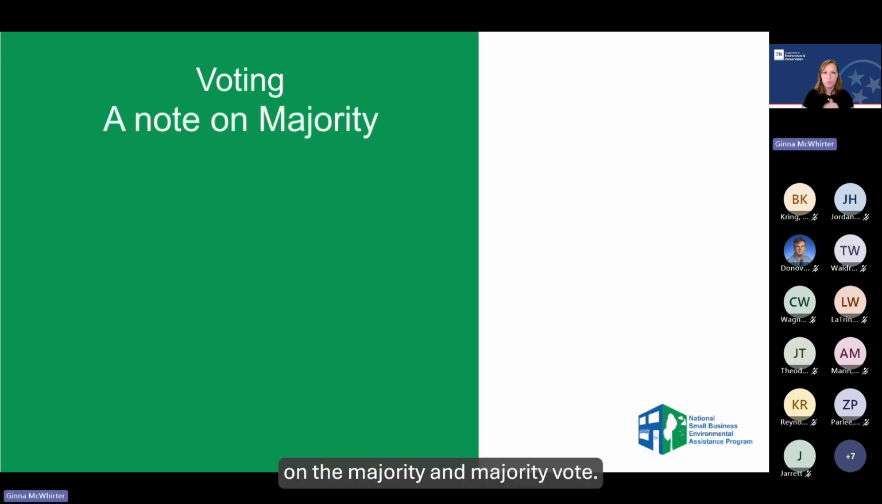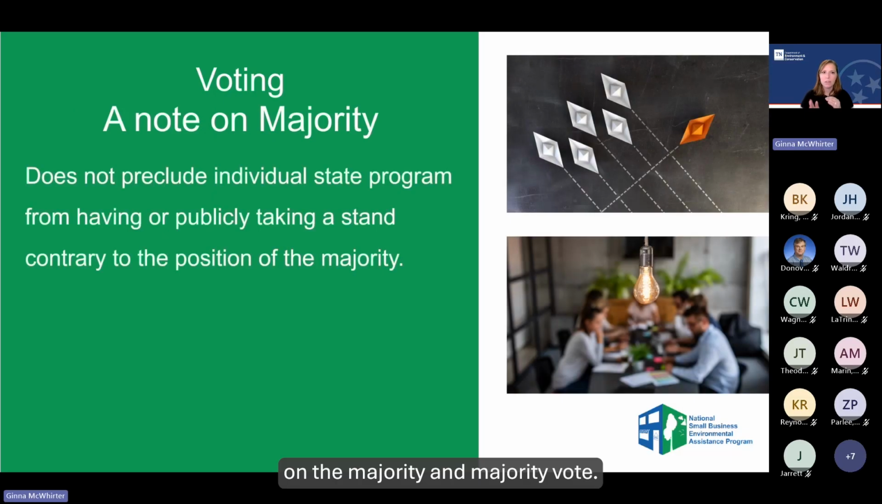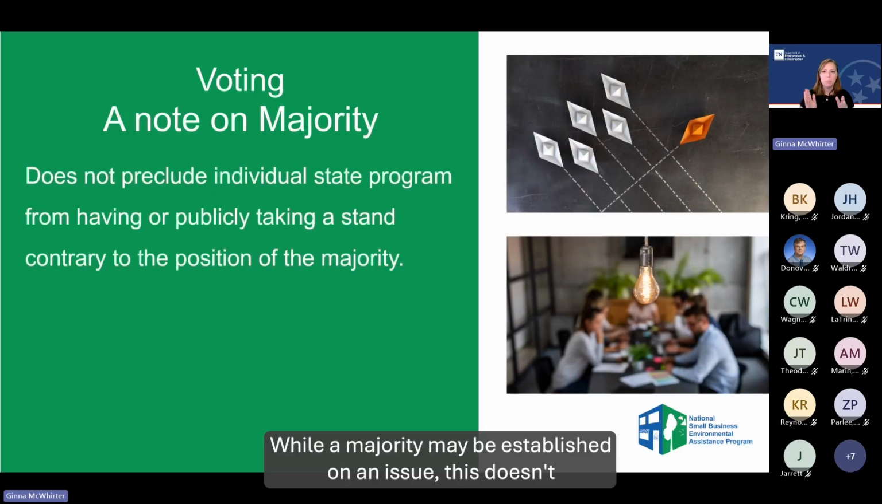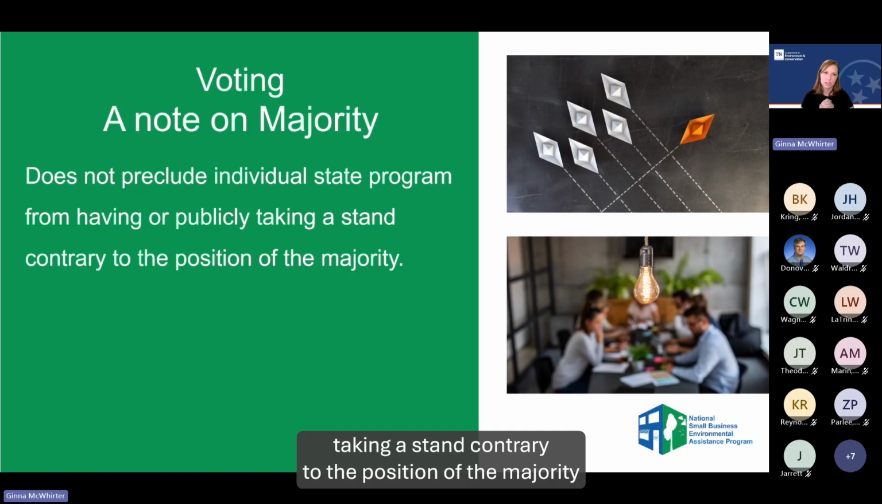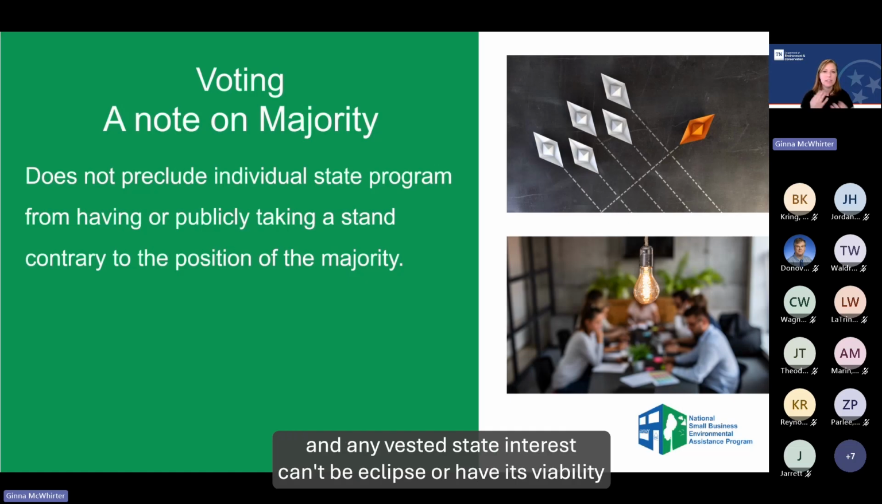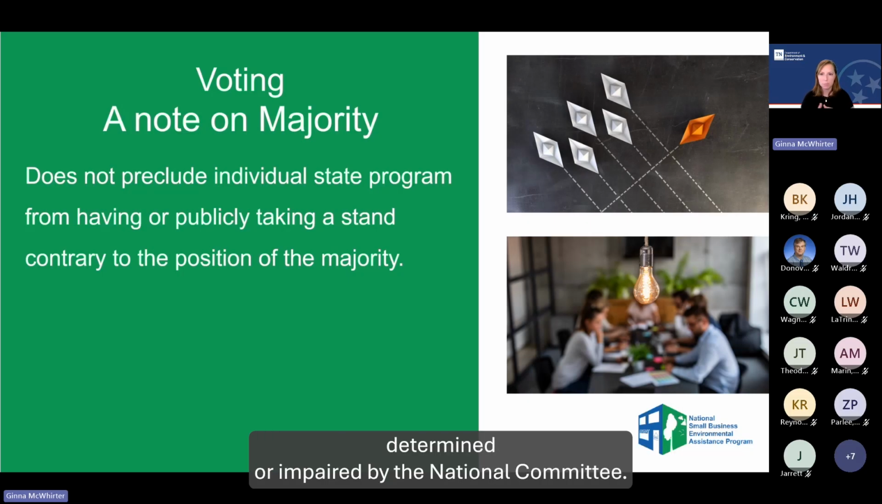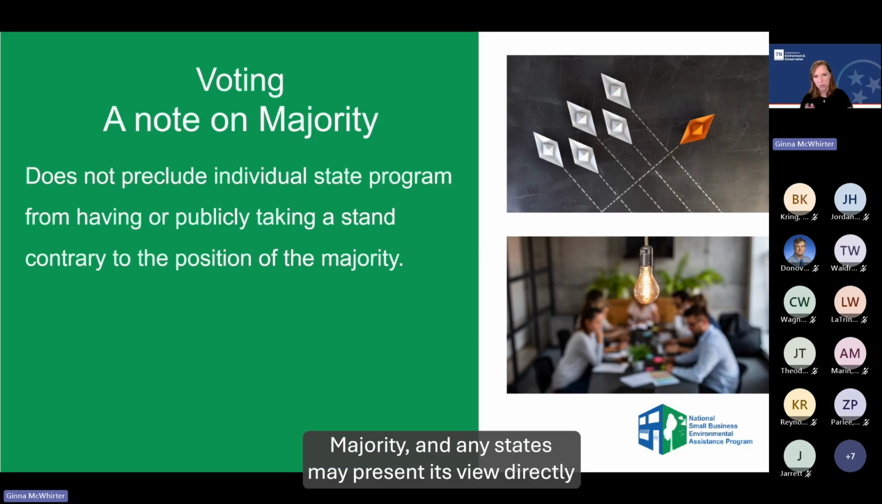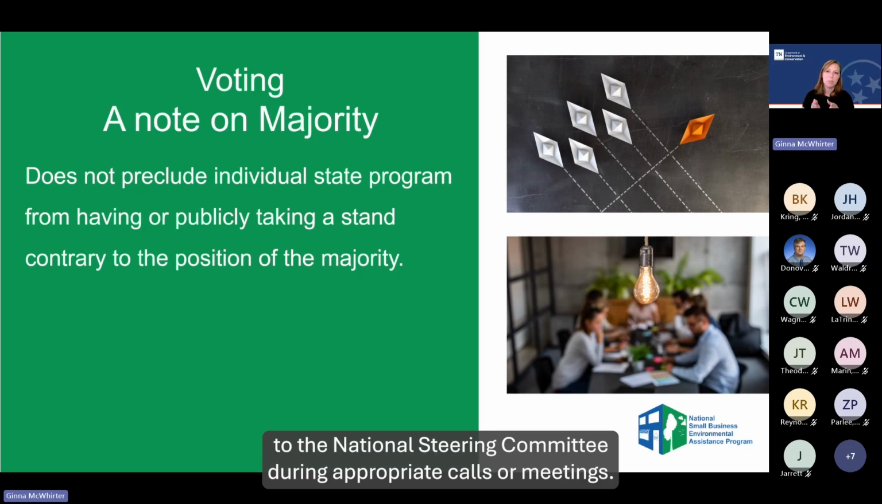And a note on the majority and majority vote. While a majority may be established on an issue, this doesn't preclude any individual state program from having or publicly taking a stand contrary to the position of the majority. And any vested state interest can't be eclipsed or have its viability determined or impaired by the National Steering Committee majority. And any state may present its view directly to the National Steering Committee during appropriate calls or meetings.